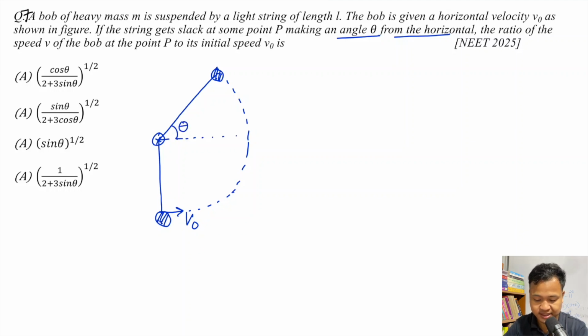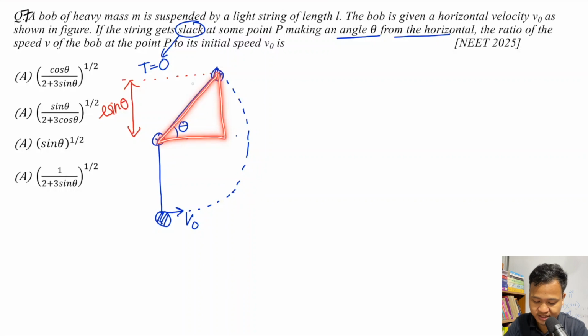The string gets slack. So whenever the string gets slack, tension becomes 0. At angle theta, tension becomes 0. So for energy conservation, I need to find out the total height. How much is this? The height is L sine theta. So this is L sine theta.